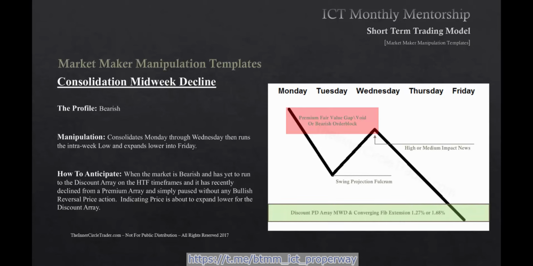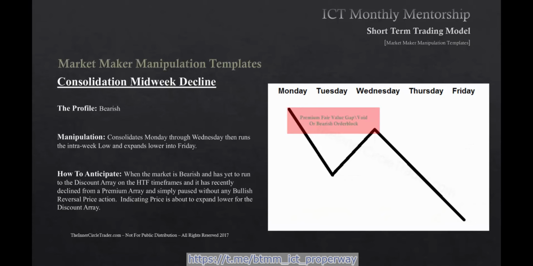And we expect to see the market trade down to a discount PD array in the form of a monthly, weekly, daily, and converging fib extensions in the form of 127 or 168. And again, it could be a perfect symmetrical price swing or 100% measured move. So let's take a look at what that looks like as well in reverse terms of what we just showed for the buy side. Okay, we have our premium fair value gap or liquidity void and or bearish order block. In other words, we're looking to sell short at a premium PD array in a bearish market environment.